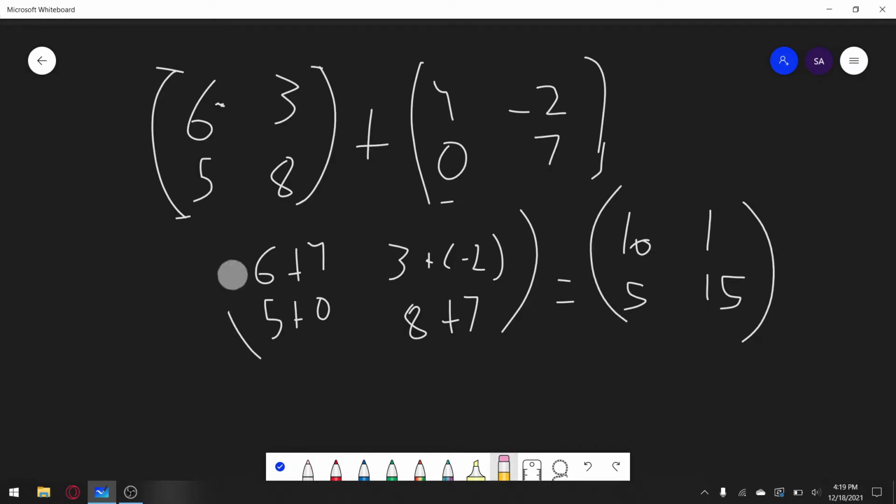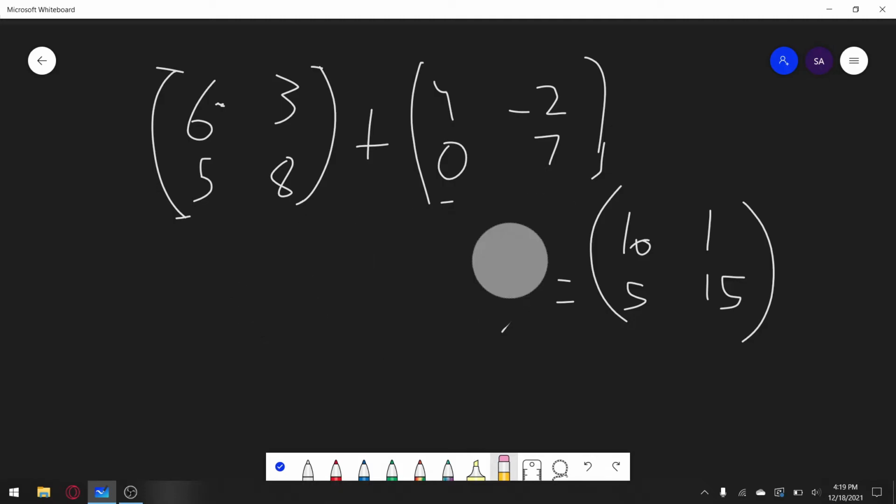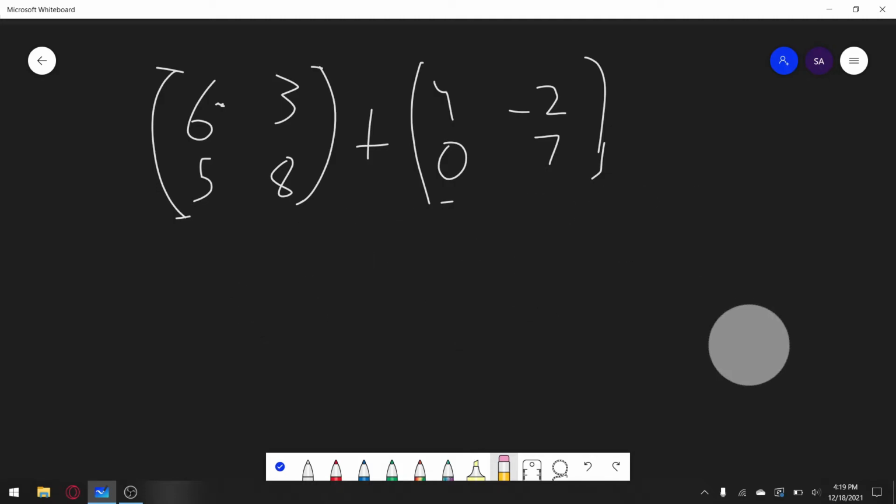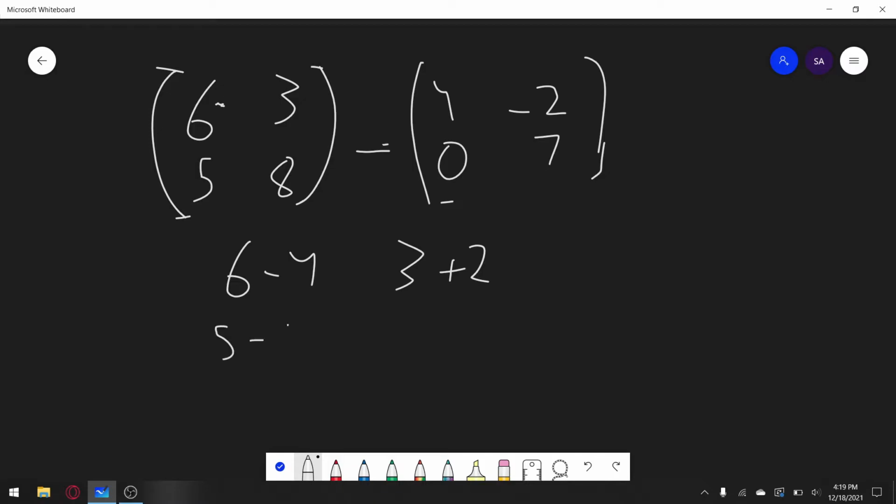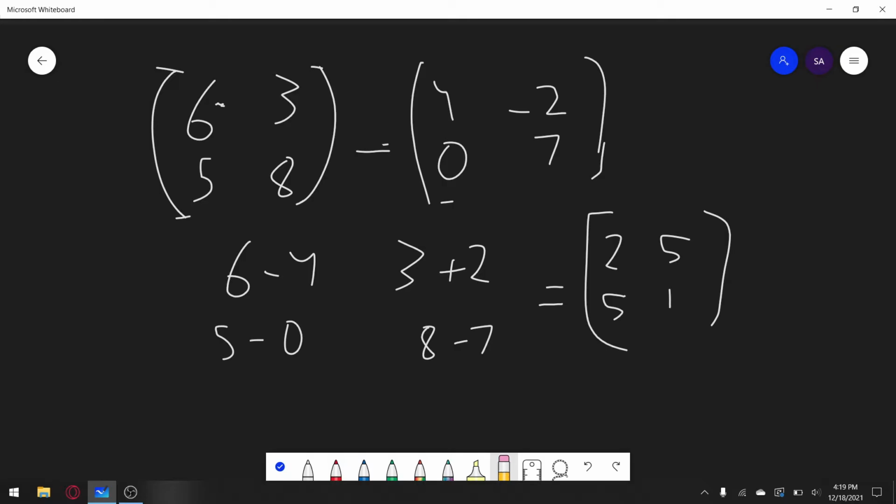Now, if we were to simply replace the addition sign with a subtraction sign, let's make this a minus. Then it's the same thing. 6 minus 4, 3 minus minus 2 becomes 3 plus 2, 5 minus 0, and 8 minus 7, which gives us 2, 5, 5, and 1. So that's how you do addition and subtraction of matrices.